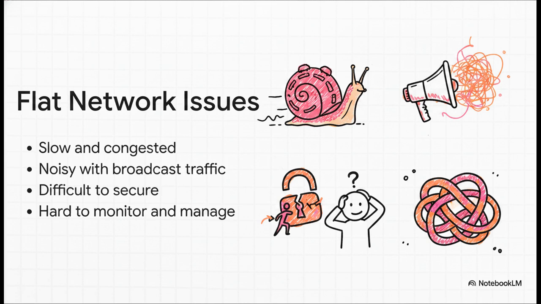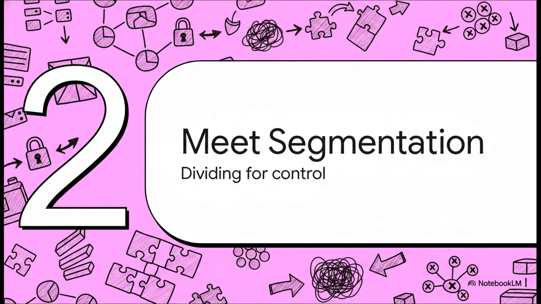Third, it becomes notoriously difficult to secure. Without internal barriers, if an attacker compromises one simple device, say a cheap smart thermostat, they have a clear, unimpeded runway to move laterally across the network and hit your sensitive servers. And fourth, when something inevitably breaks, it is incredibly hard to monitor and manage simply because the scope of the problem is the entire organization. Which brings us to part 2, meet network segmentation.